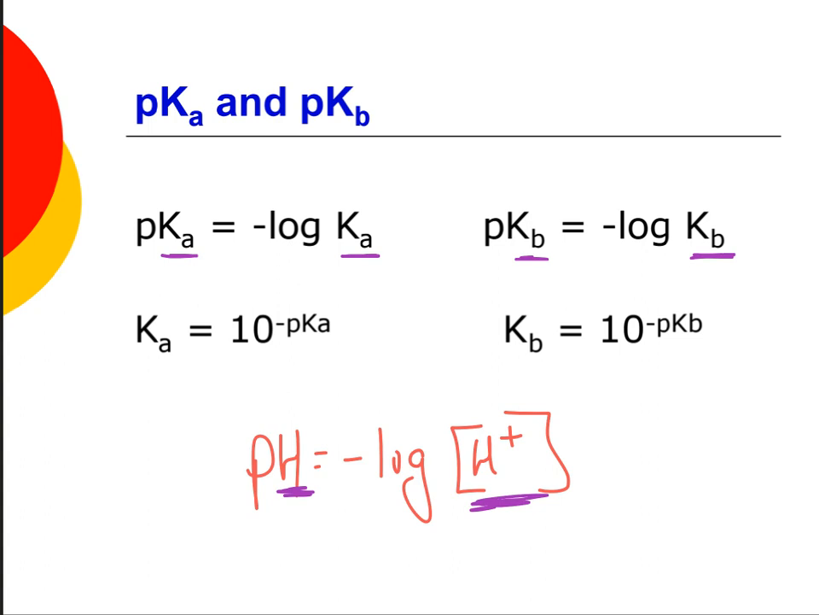And from there we can also derive that Ka would be the antilog of the negative pKa, and that Kb would be the antilog of the negative pKb, just like the hydrogen concentration would be the antilog of the negative pH. So same exact mathematical relationships.